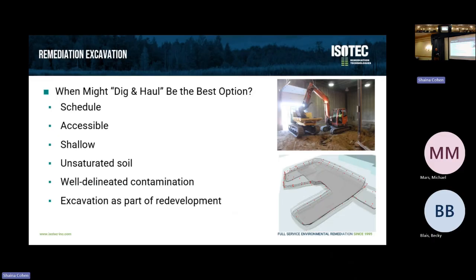And then one other place where excavation works really well is if there already is excavation as part of redevelopment. There's a number of projects that I've seen over the last few years where they want to build subsurface parking. They're already going to be excavating large portions of the site to 20, 25, 30 feet. And if there's some contamination there, while you already have your equipment out, you're planning to just excavate that and take that as well.